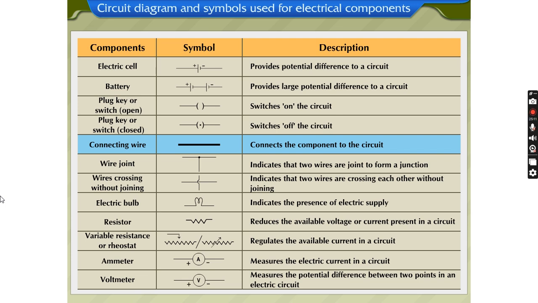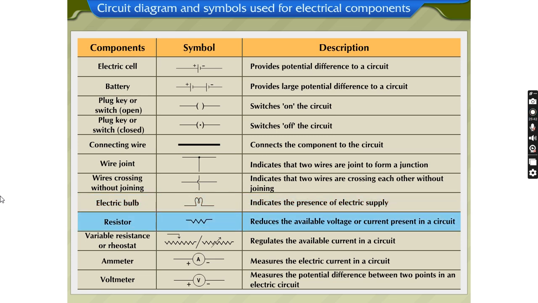A straight line represents a connecting wire between any two components of the circuit. A wire joint. A wire joint indicates that two wires are forming a junction. Wires crossing without joining. This symbol indicates that two wires are crossing each other without joining. An electric bulb. An electric bulb indicates the presence of electric supply.